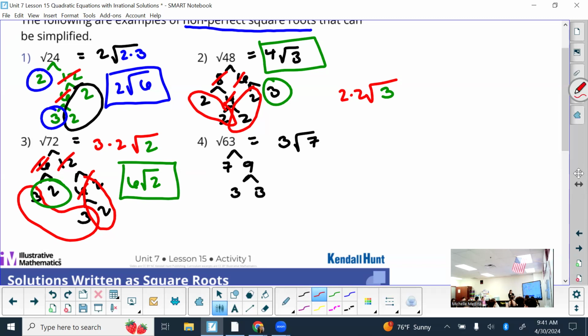And again, don't look at your non-prime numbers. I think they're called composite, but only look at your prime numbers. Look for pairs of the same number. So for every pair, you write it once on the outside. Any leftover prime numbers do not get to escape, they stay inside. So yes, 3 radical 7.